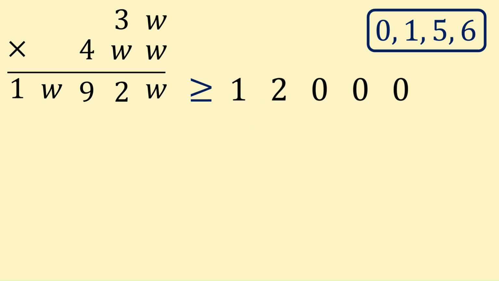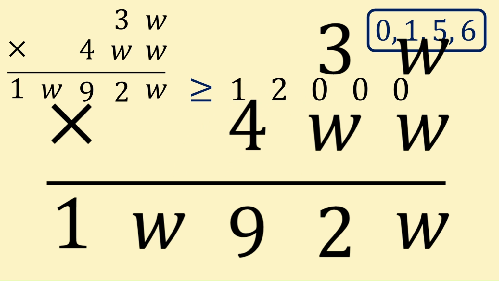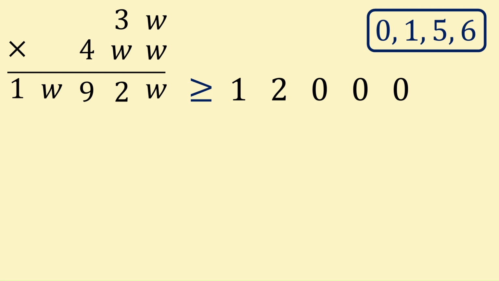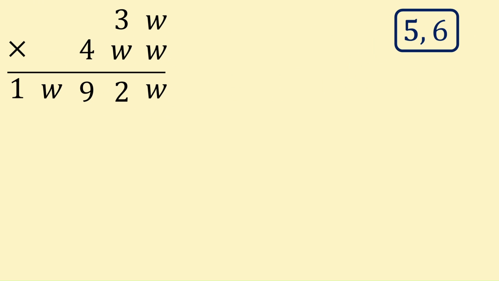So that means 1W92W must be at least equal to or greater than 12,000. For this to happen, the key value we can spot by inspection is W over here. This W must be 2 or greater for this to happen. So that means 0 and 1 can be kicked out of our possible values of W. What we're left with is just 5 and 6. At this stage, we can directly sub in W equals 5 and W equals 6 and see if either one, or indeed both, fits the bill.